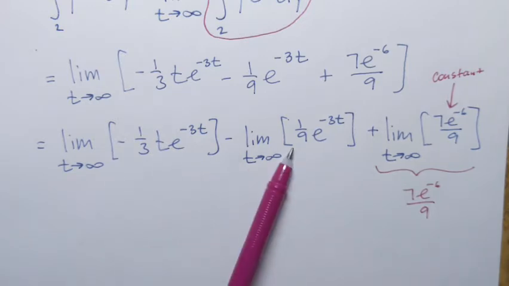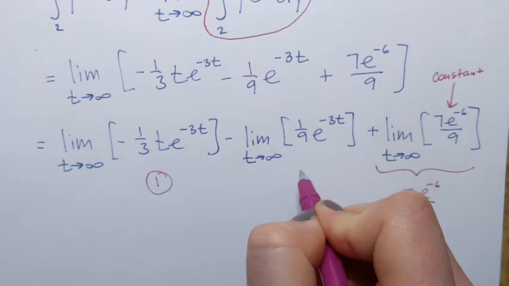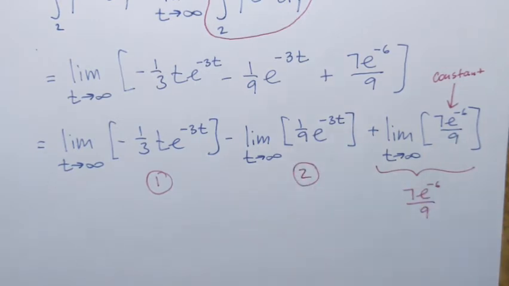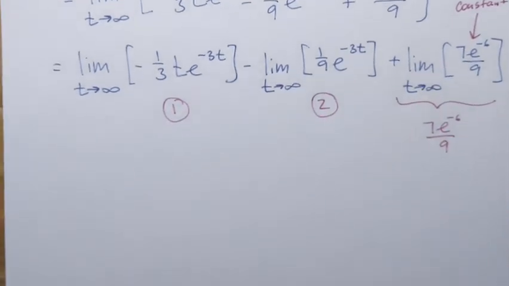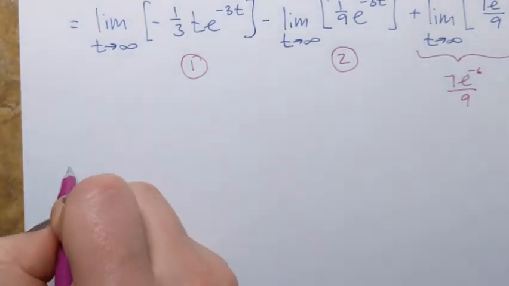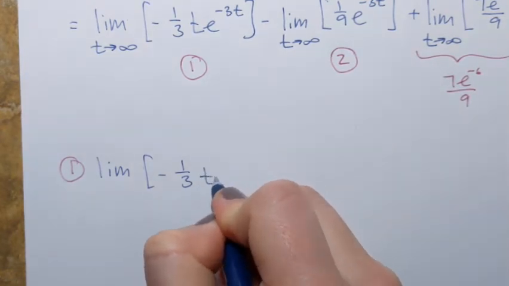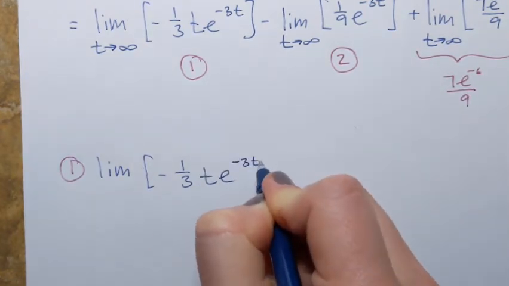But how about those two? Well, I'll look at each separately. I'll split it into 2 parts. So that's part 1, that's part 2. I'll evaluate each limit separately, and then we'll place back the results. So let's try number 1. It's the limit of negative 1/3 t e to the power negative 3t.